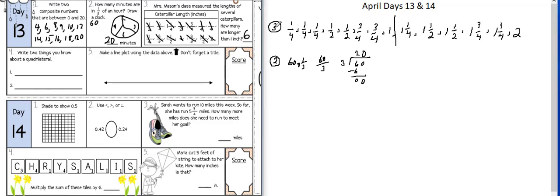All right, write 2 things you know about quadrilaterals. All right, they have 4 sides, and it's a closed figure. All right, that would be 2 things that I know about them. You could also say they have 4 vertices or like 4 corners, and all the lines are straight in a quadrilateral, not arced.